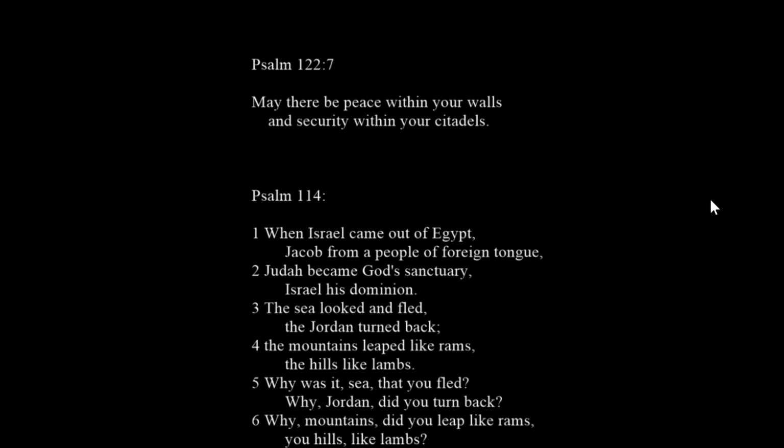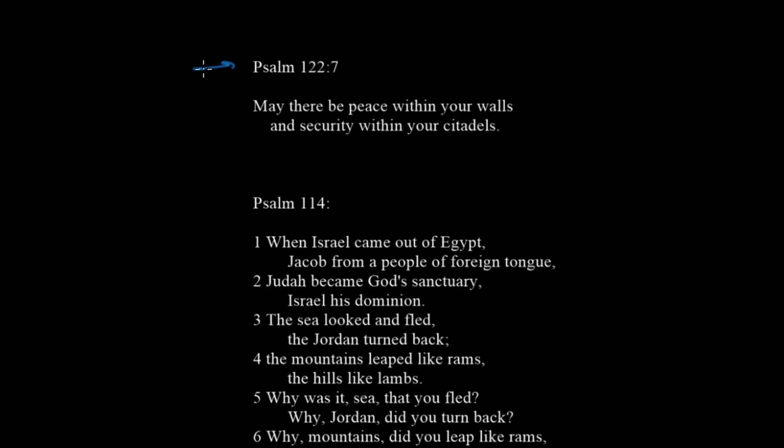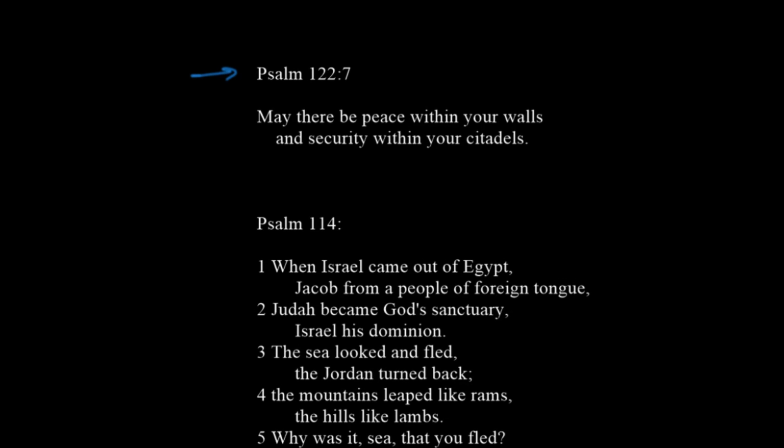And a good example of parallelism is Psalm 122, verse 7. As you read these lines, you can hear how they echo each other. "May there be peace within your walls and security within your citadels." So peace and security echo each other, and your walls and your citadels are kind of the same thing as well, right? A citadel is a type of fortress. So these lines then run parallel to each other. Think of them as somewhat like railway tracks, and they simply go on together as a single unit.